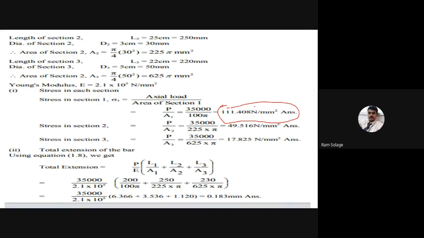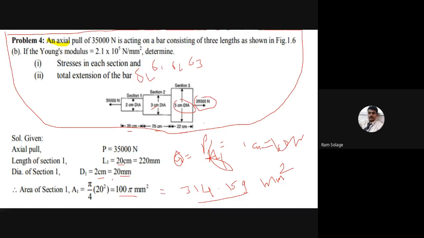Because all dimensions we have taken in Newton, force we have taken in Newton, and area we have taken in mm square. So final answer 11.408 Newton per mm square. Correct. Similarly, this is the trace. They are asking traces in each section. Means what? We have to calculate sigma 1, sigma 2, and sigma 3. Now we have calculated the value of sigma 1. Similarly, take the reference of the above equation, that is section 1. We have to calculate sigma 2 and sigma 3. जर sigma 1 कळला असेल तर sigma 2 and sigma 3 calculate करा.